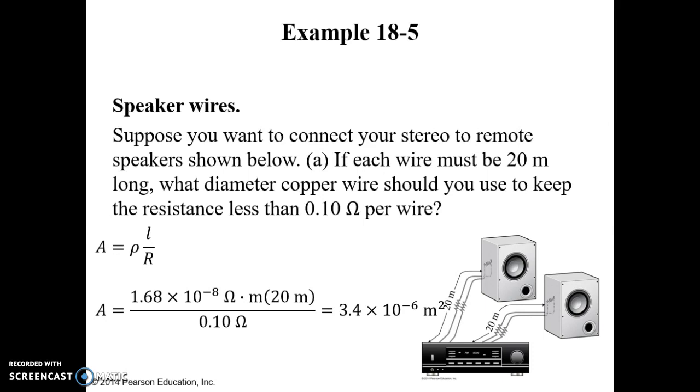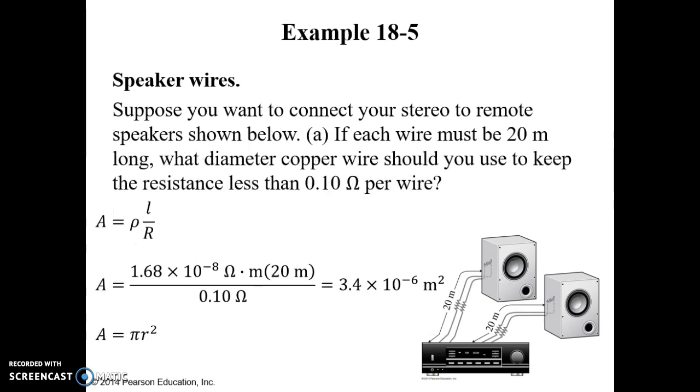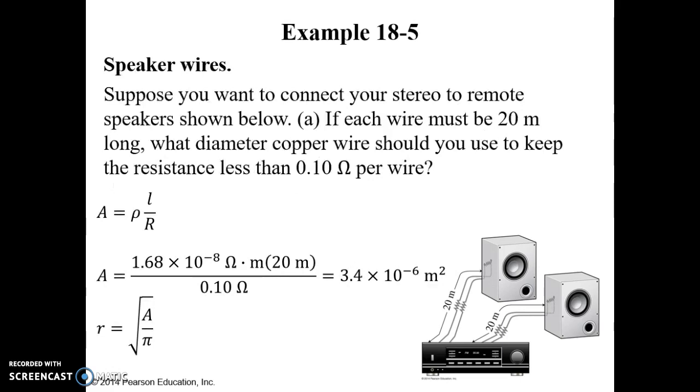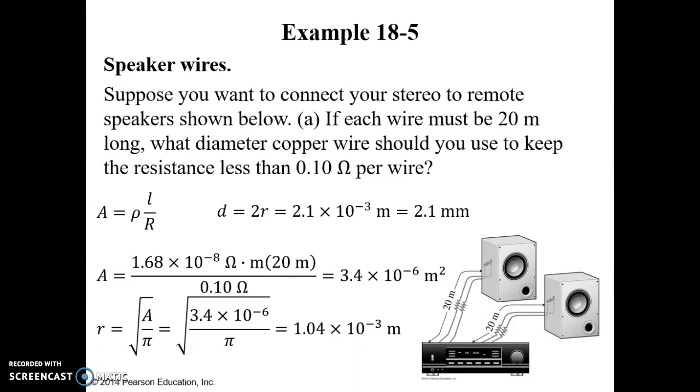From the resistivity table, I found the constant value for copper, and then I plugged and chugged to get 3.4 times 10 to the negative 6 meters squared. With the value of area, we can use the area of a circle, pi r squared, but first we need to solve for the radius. We can plug and chug to get 1.04 times 10 to the negative 3 meters. And lastly, multiply this number by 2 to obtain the diameter of the wire, which ends up to be around 2.1 millimeters.